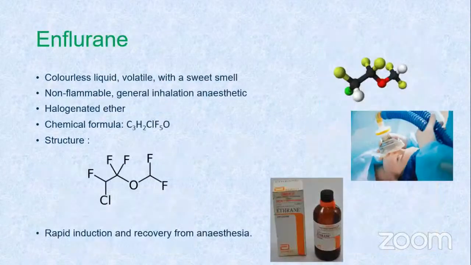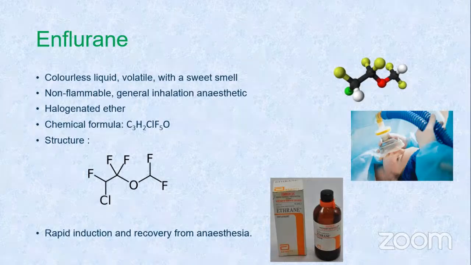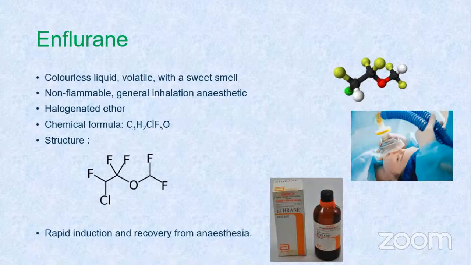Then enflurane. It is also colorless. It's a volatile liquid. It has a sweet smell. It is non-flammable and it is used as a general inhalation anesthetic. It is basically a halogenated ether and its chemical formula is C3H2ClF5O. And here we can see the structure.